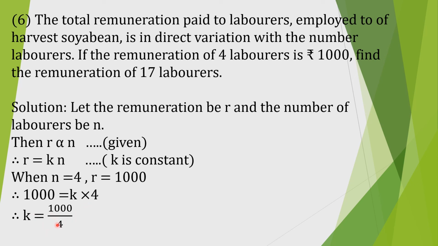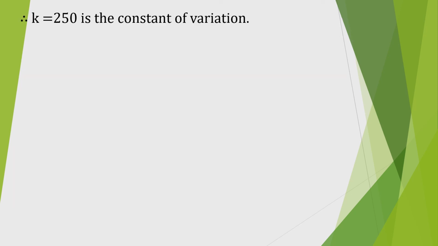It will simplify. You can cancel. I'll show you. 4 ones are 4. Now take the next digit from here, so 10. 4 twos are 8, so write 2. 2 remaining, so 20 it will become. 4 fives are 20, so 5 will come, and the 0 left at the end you write as it is. So it will become 250. Okay, students, so you got the value of K as 250. Therefore, K equals 250 is the constant of variation.